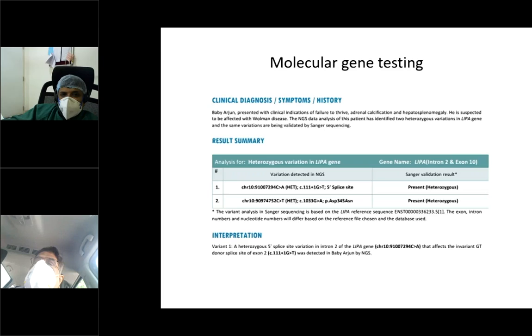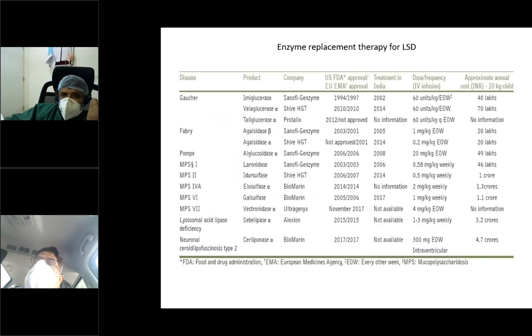So fitting into the diagnosis of Wolman disease. Right? So there is a homozygous mutation in the LIPA gene that was favoring the diagnosis of Wolman disease, and the enzyme replacement therapy for this is basically Sebelipase alfa. The treatment is very expensive, and this infant succumbed to the disease.